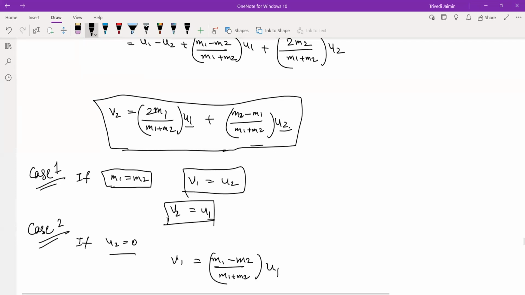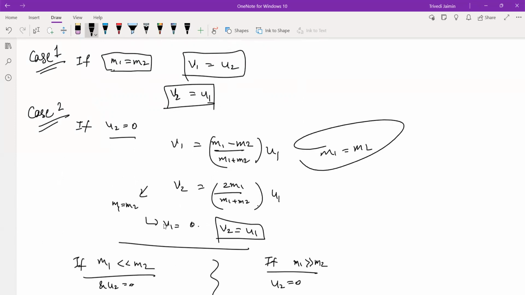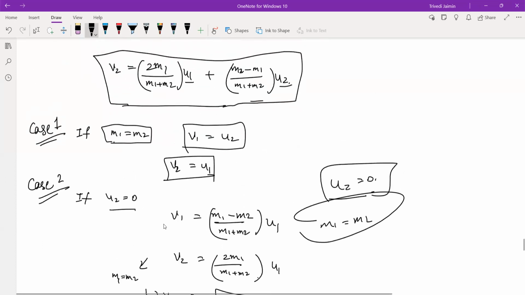Exactly. Now here, if I add in the same equation just now, M1 equals M2, both masses are the same. We are keeping two conditions: both masses are the same and U2 is also 0. Now what will you get as V1? Same condition, what you wrote just now. U2 is 0 and M1 is equal to M2.